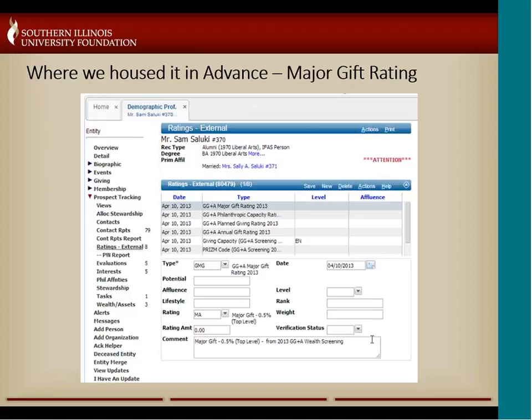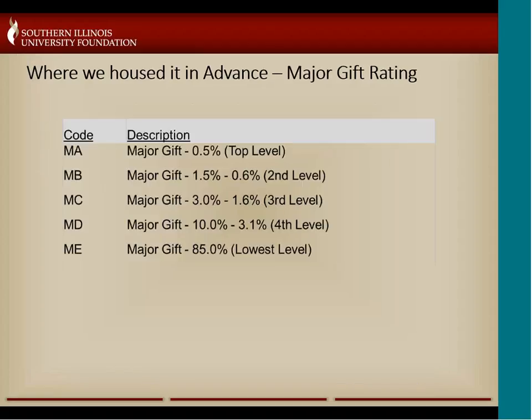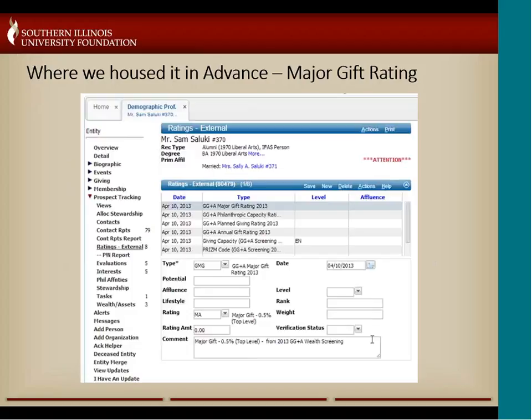He's not. But you can see that Sam fell into the top tier, so his major gift level is A. He's in the top 0.5%. You can see the different levels we had. A would be anybody who is in the top 0.5%. B would be anybody from the top 1.5% to 0.6%, and so on. So most of our folks would land in the 85% or the lowest level. And so we have that ABCD scale that we use, and that's right in Advance.